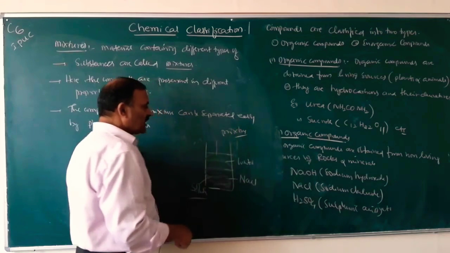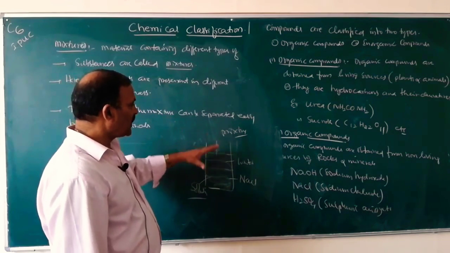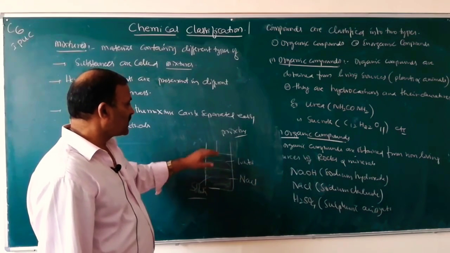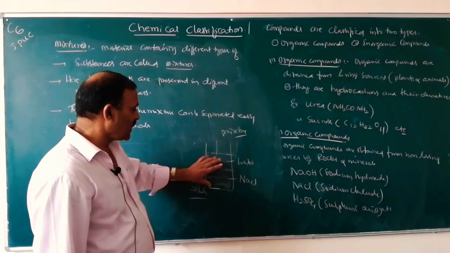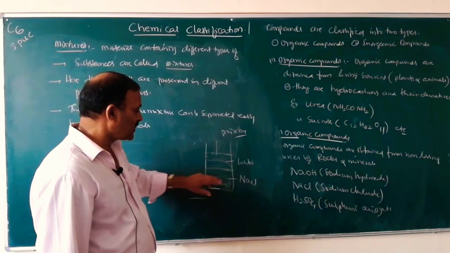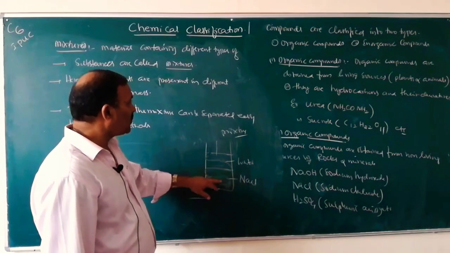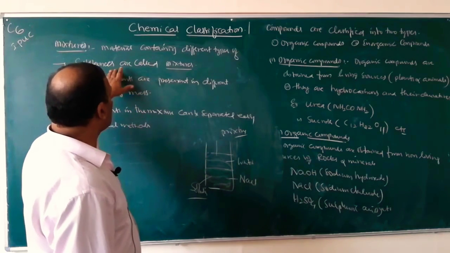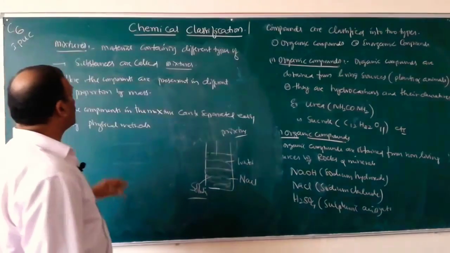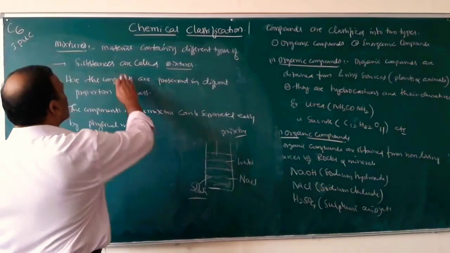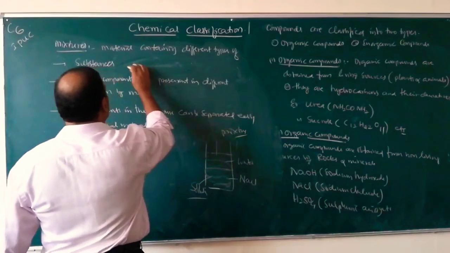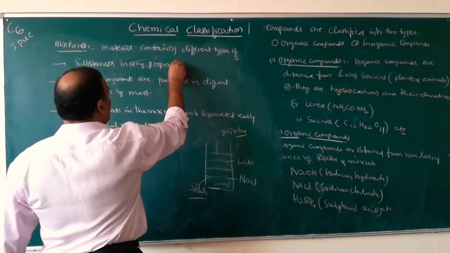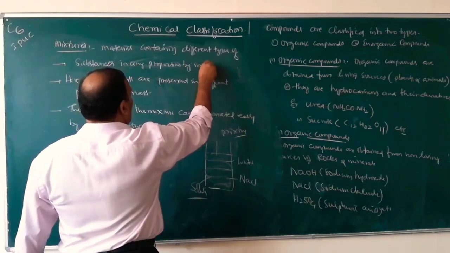So a mixture is a material containing different types of substances in any proportion by mass. Mixture is a substance containing different types of substances, or you can write, in any proportion by mass.